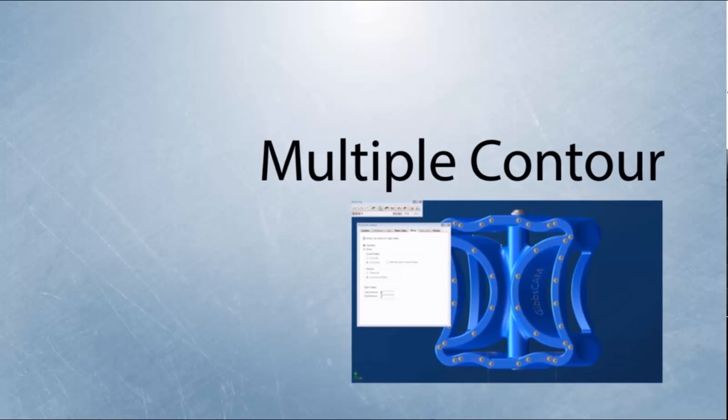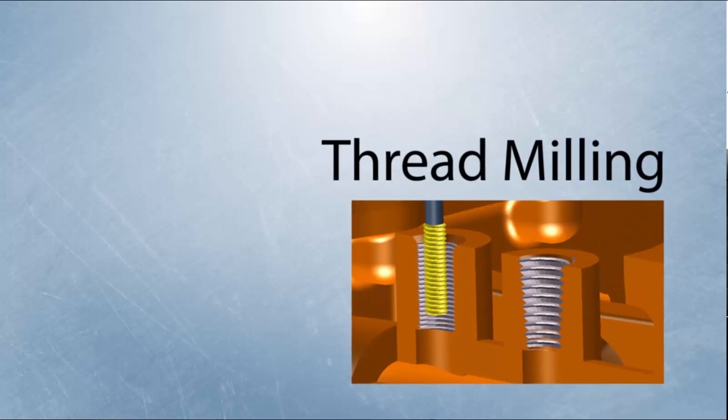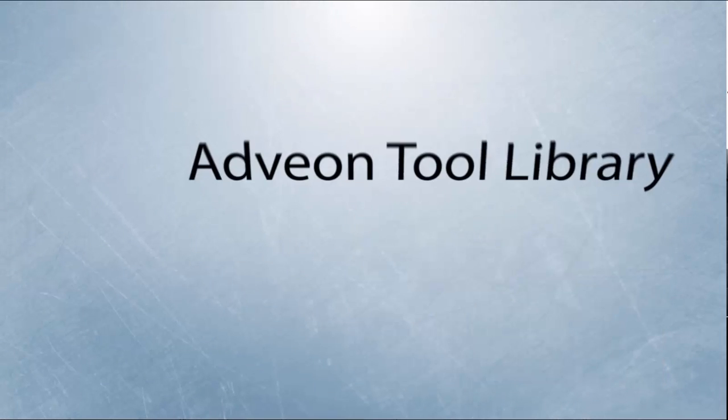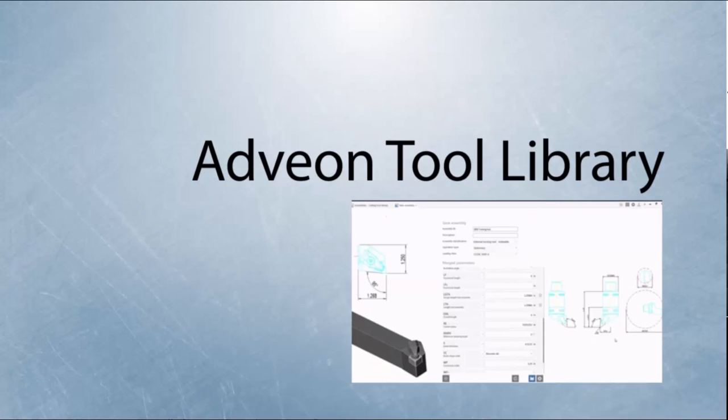Machining multiple contours is now a lot easier, and there's a complete overhaul to the thread milling package inside of GibbsCAM. There's tons of 5-axis things that are new, and now in Advion you can actually create turning tools and model those up for GibbsCAM. So I'll tell you what, let's go ahead and get started.